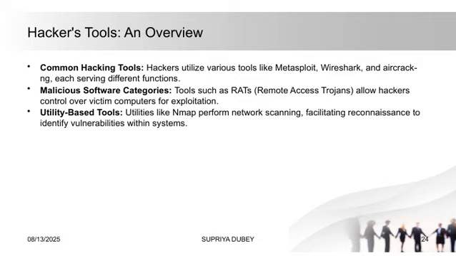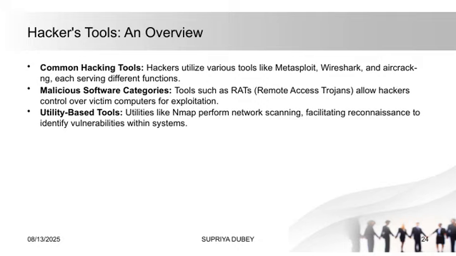Wireshark is a powerful network protocol analyzer that helps hackers capture and examine data packets traveling across a network. AircrackNG is primarily used for cracking Wi-Fi passwords, which can help gain unauthorized access to wireless networks. Moving on to malicious software categories, tools like remote access Trojans or RATs are particularly dangerous. These allow hackers to take control of a victim's computer remotely, often without their knowledge. Once inside, they can steal data, install more malware, or even manipulate the system as if they were physically present.